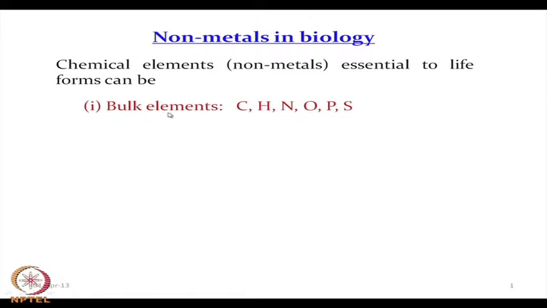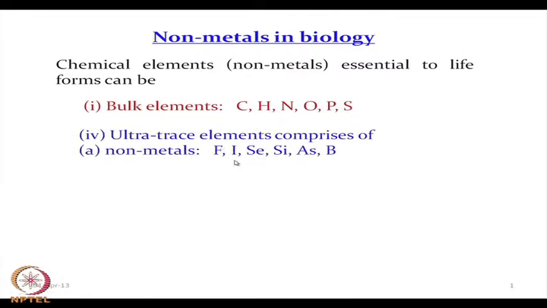In the same way, the other bulk elements are also present, importantly oxygen, then phosphorus and then sulfur. Interestingly, carbon, hydrogen, nitrogen, oxygen and sulfur are the major constituents for the formation of the different amino acids. So, when we form amino acids in all living systems, we take the help of the carbon origin, hydrogen origin, nitrogen origin, oxygen and sulfur. And phosphorus in most cases is present as phosphates, in the corresponding phosphate groups present in all these biologically important molecules.